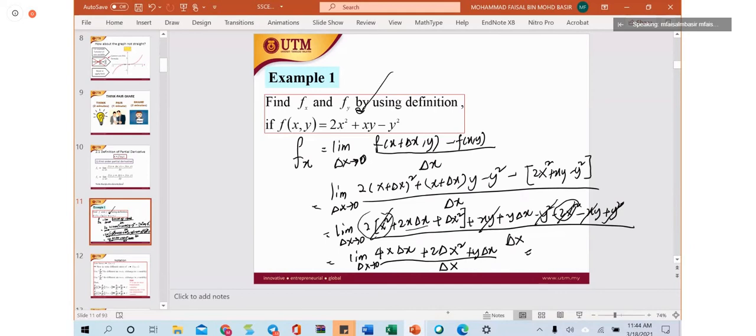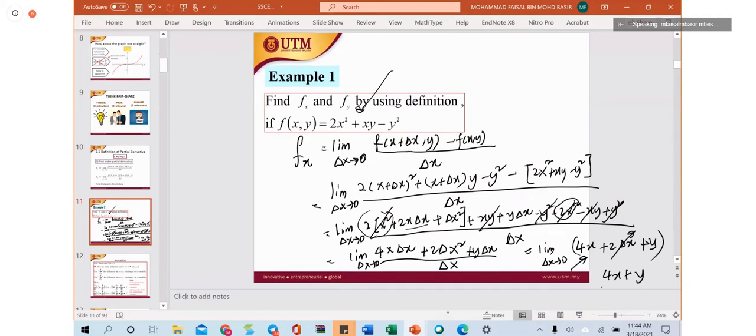Then you can simplify, you get 4x plus 2 delta x plus... then you can substitute delta x equals 0. So this is 0, you have 4x plus... okay. So this is your answer.